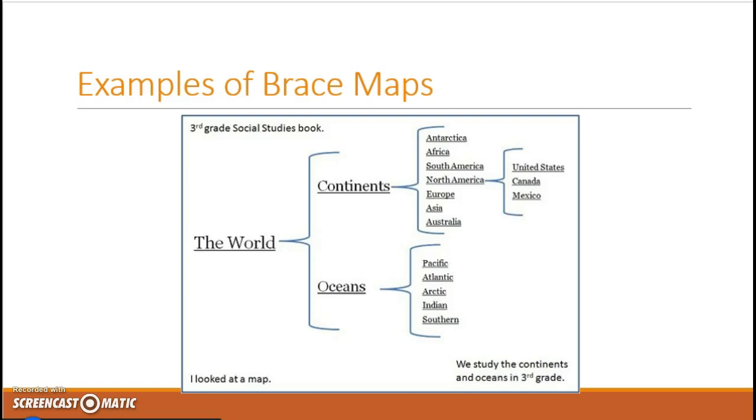This social studies example breaks the world apart into continents and oceans, and further into the specific continents and specific oceans, and then the specific continents into specific countries located on those continents. Notice that this map is framed and includes the student's frame of reference. How do they know this information? How did they figure this out?